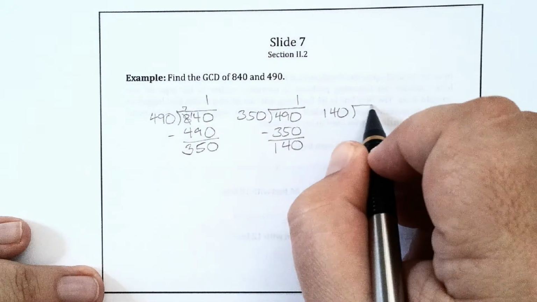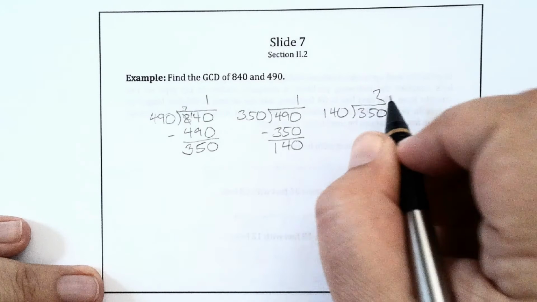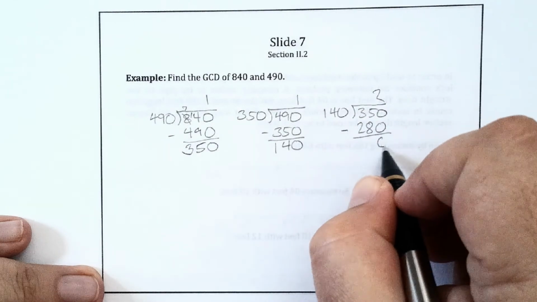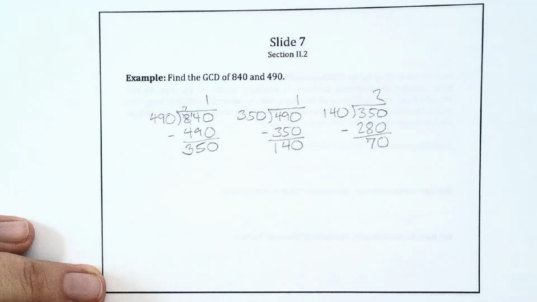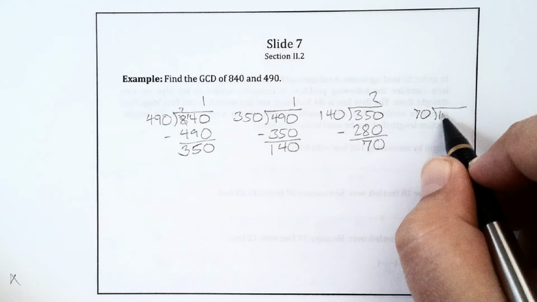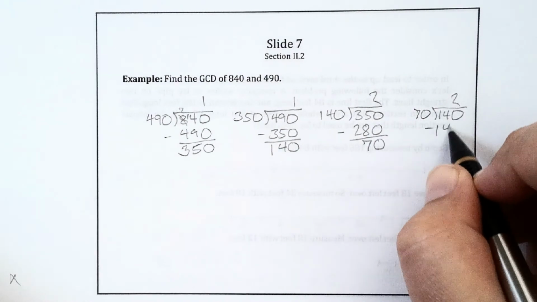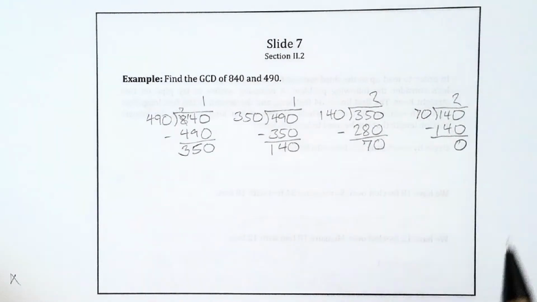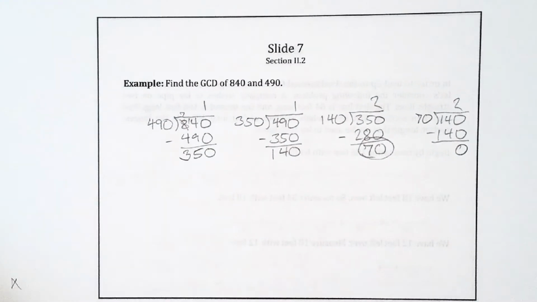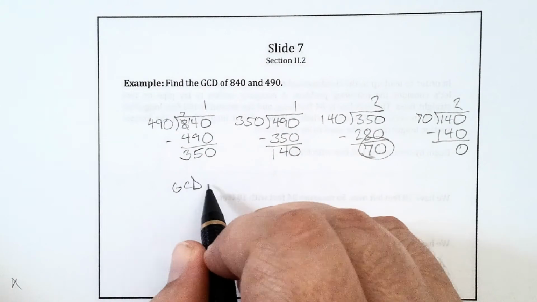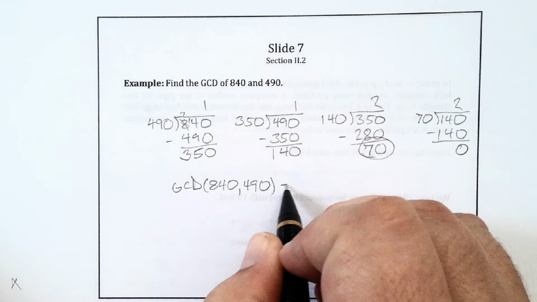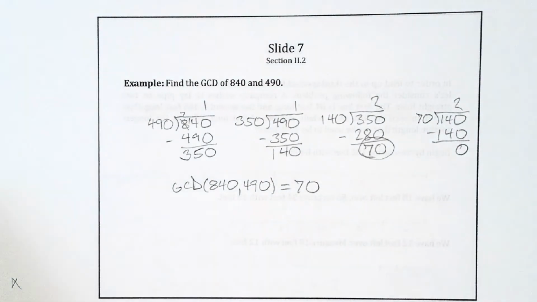I divide 140 into 350. It goes in there twice, with 70 left over. And then I divide 70 into 140. And it goes in there twice evenly with nothing left over. So that means that this last non-zero remainder was the answer. The greatest common divisor of 840 and 490 is 70. Just like we found a moment ago.